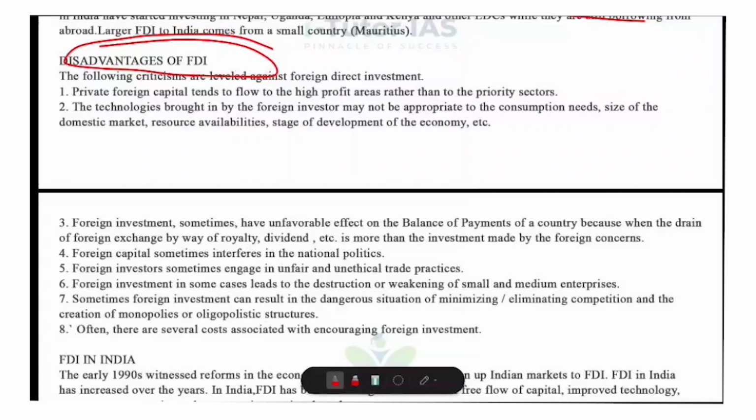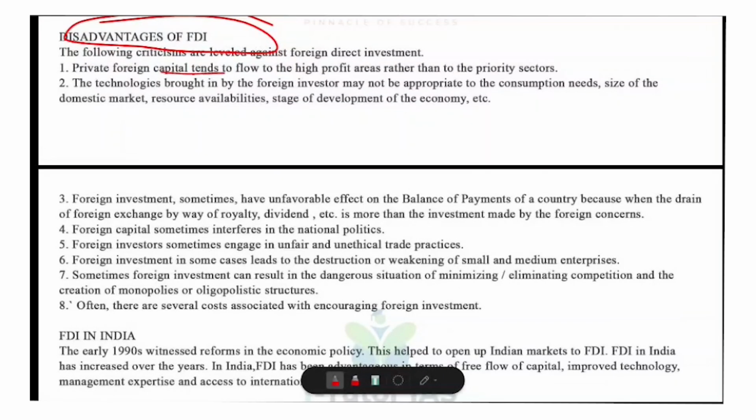While FDI brings many benefits, it also has certain drawbacks that developing countries need to be aware of. What are they? Flow to high profit areas. That is, foreign investors often invest in sectors that are highly profitable, ignoring priority or essential sectors of the economy. For example, luxury goods get more investment than basic industries like agriculture or rural infrastructure.